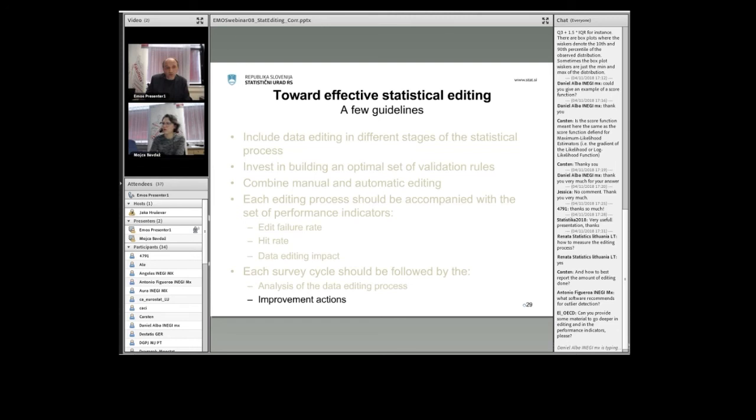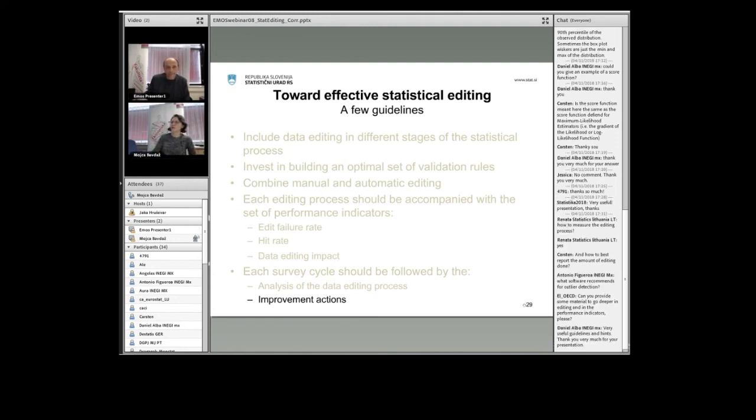I just wrote here 3 indicators that can be calculated. That of course doesn't show the quality of your process, but indicates sometimes that something is wrong, that something is imperfect in your process, and indicates that you should do something with your process.